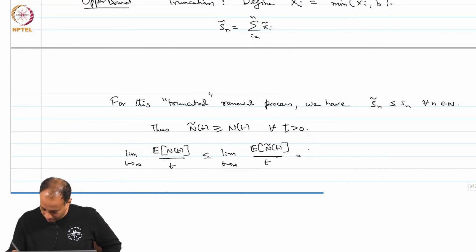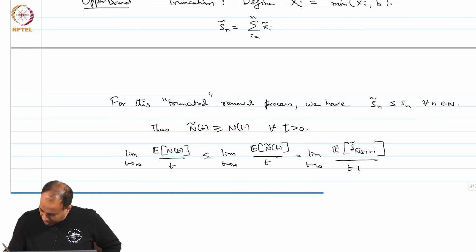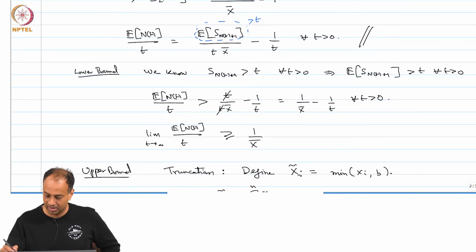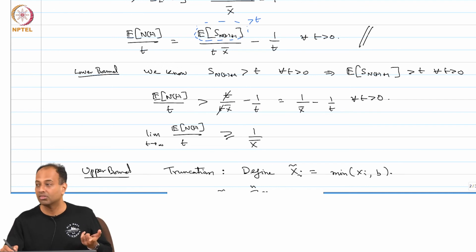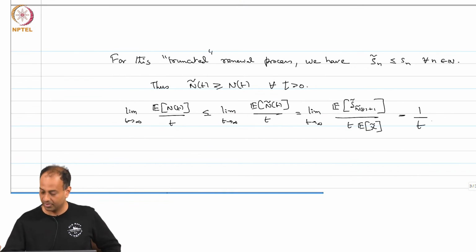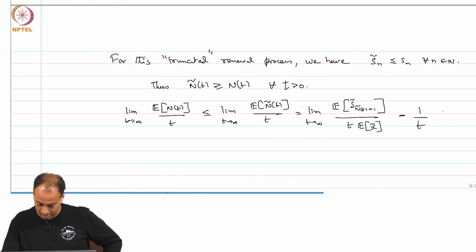This is equal to expectation of S tilde N tilde t plus 1 over t, times... here I have to write expectation of X tilde. I am using this equation out here for the tilde process, minus 1 over t, correct. This is again true for all t greater than 0.